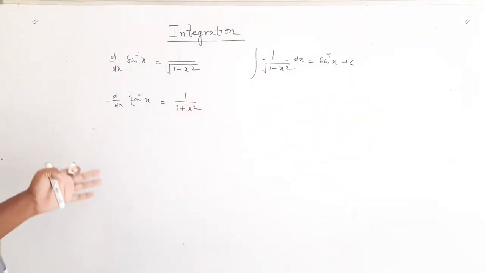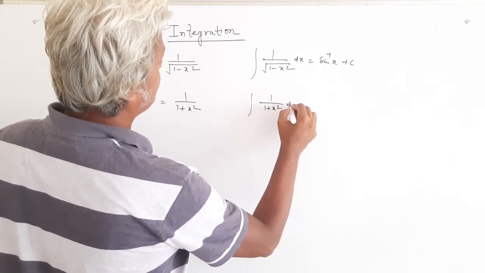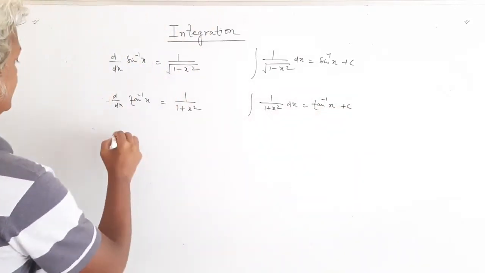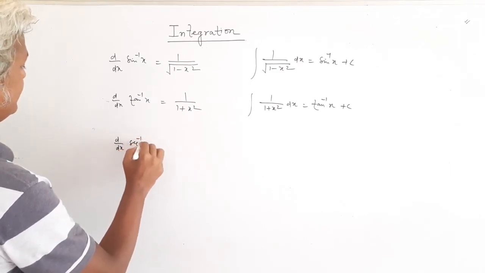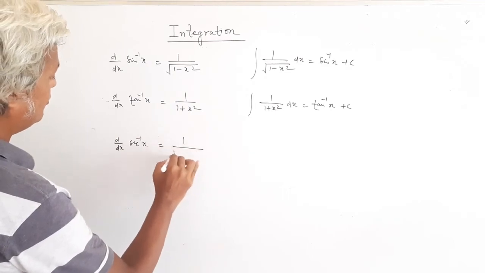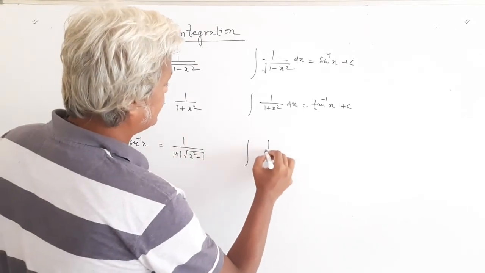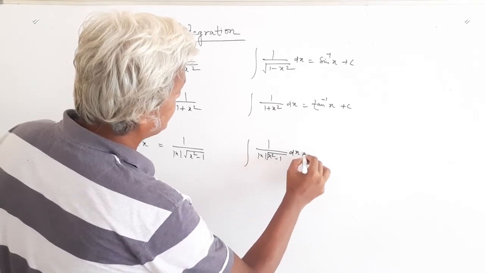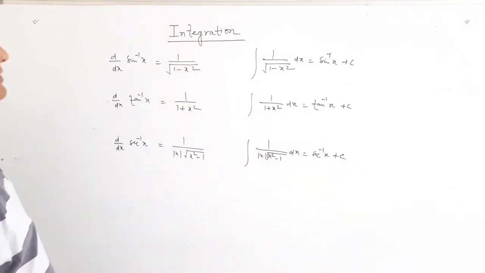Tan inverse x is always related to cot inverse x. That's why I'm not writing those formulas. So 1 over 1 plus x square dx equal to tan inverse x plus c. Then differentiation of sec inverse x equal to 1 upon mod x under root x square minus 1. So integration of 1 upon mod x under root x square minus 1 dx is sec inverse x plus c.